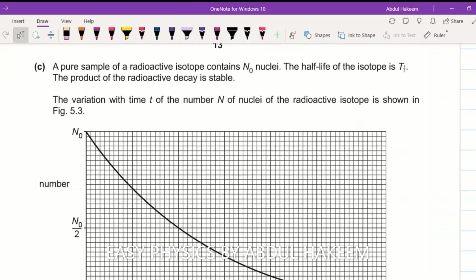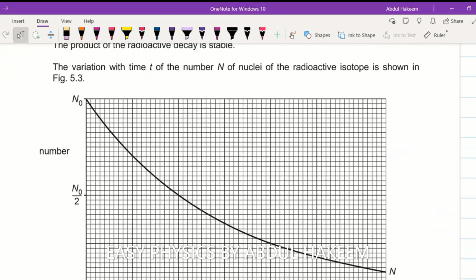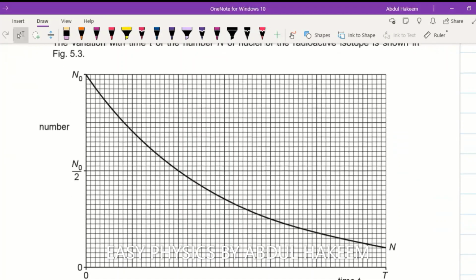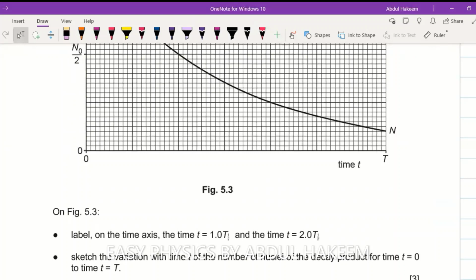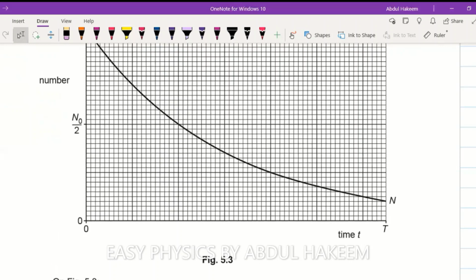Next, part C. A pure sample of a radioactive isotope has N0 nuclei, with half-life T half. The product of the radioactive decay is stable. The variation with time T of the number N of nuclei of the radioactive isotope is shown. Label on the time axis the half-life and the second half-life. Okay, so after 1 half-life, the number becomes half. So this is the first half-life. Then it becomes 1 by 4. So this is the second half-life. This point and this point.